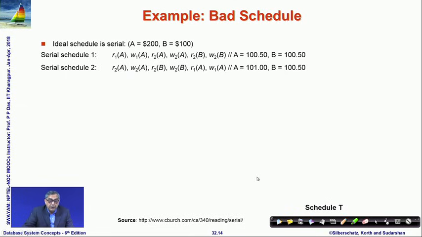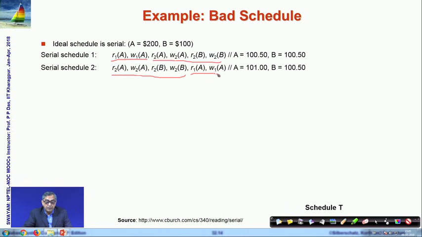Let us take other examples. Now, let us ask what the ideal schedule is. What should ideally happen? There are 2 transactions, so there are 2 possible serial schedules: first T1 and then the whole of T2, or first the whole of T2 and then T1. If you go through the steps, assuming that A initially is $200 and B is $100, these are the possible results that you see.